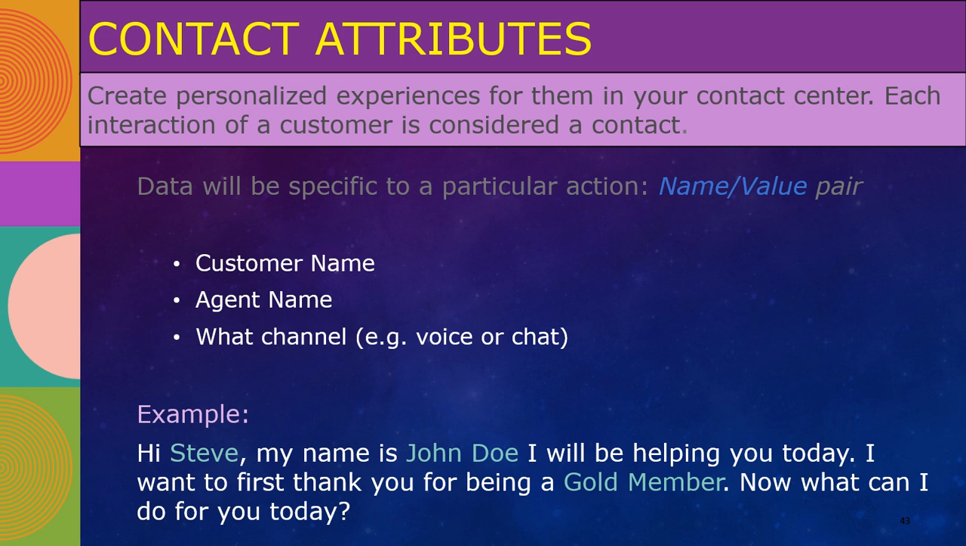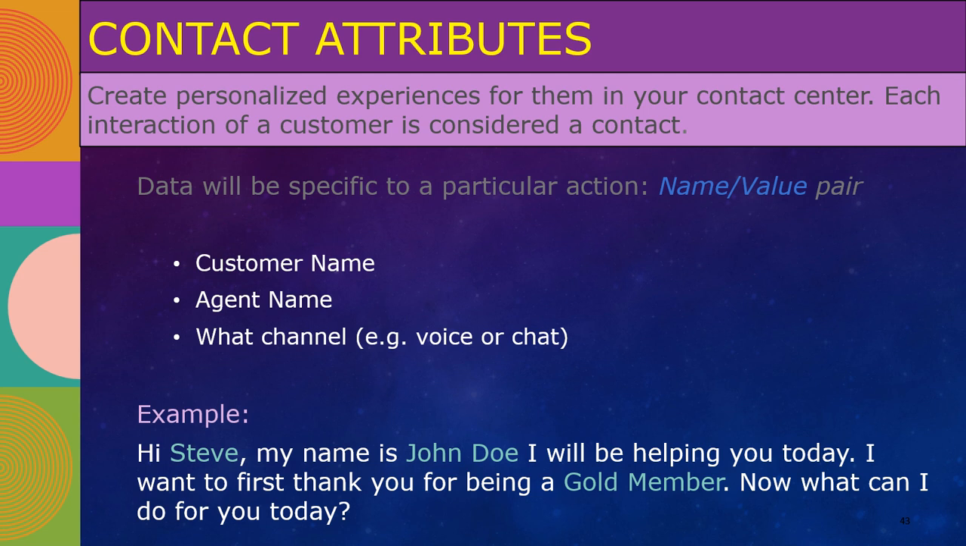So notice there's certain information here, and let's assume this is chat for the moment. One thing is my calling number yielded my first name. The agent that picked up turns out to be John Doe, and we're automatically saying how I will be helping you today. And then we also picked up my customer information, the fact that I am a gold member. So we're using that to personalize this interaction.